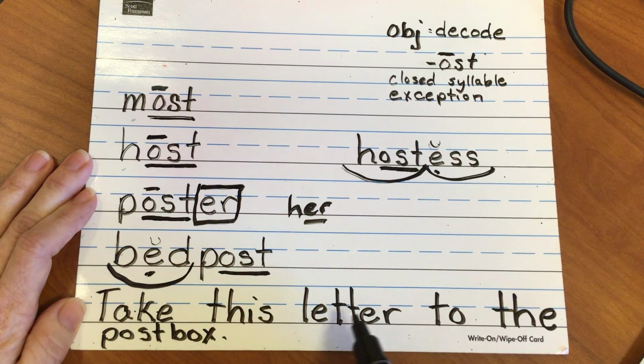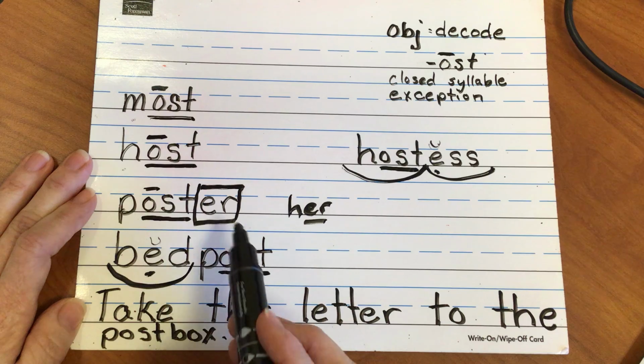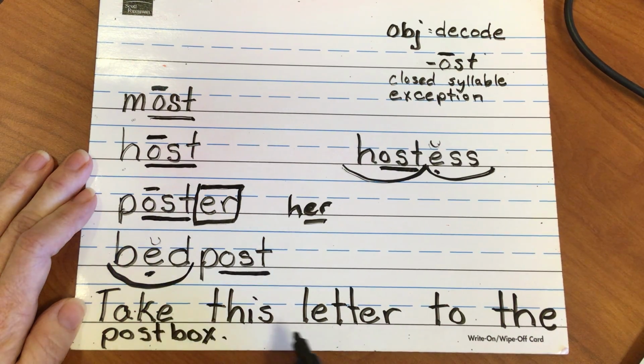This is a sentence, so here's what it's all about, right? We want to be able to use what we know up here down in a real sentence, and I'm going to read it. Take this letter to the post box. Take this letter to the post box.